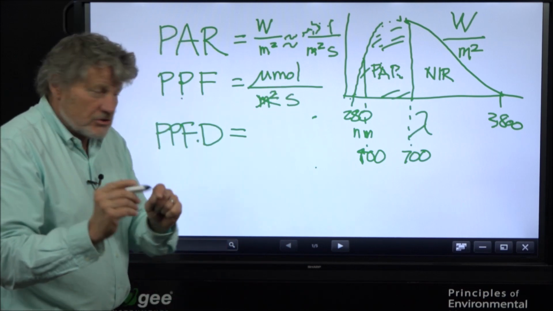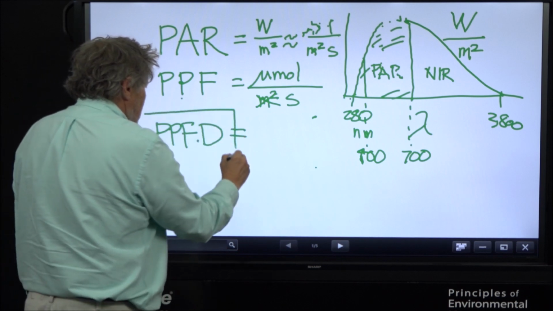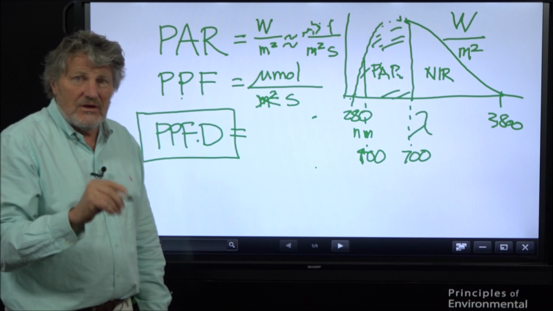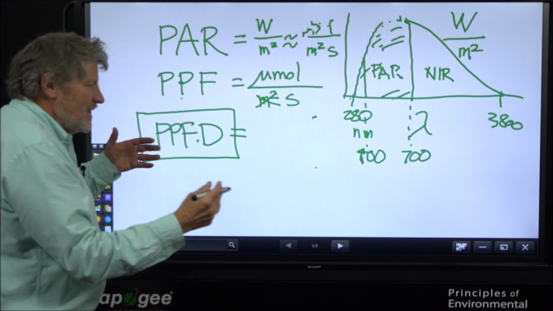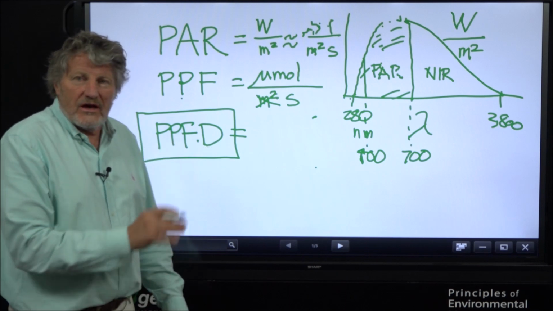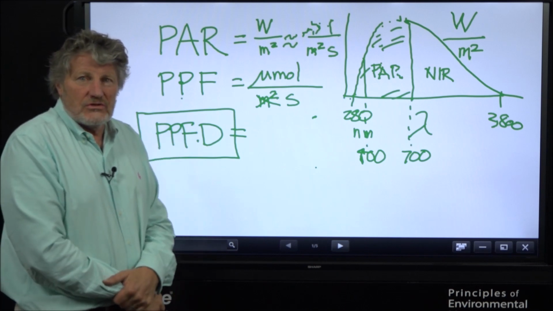So in our literature at Apogee, when we talk about a flux, we will say PPFD. Maybe it's redundant to some people, but it's absolutely clear to have all four of those letters in there.